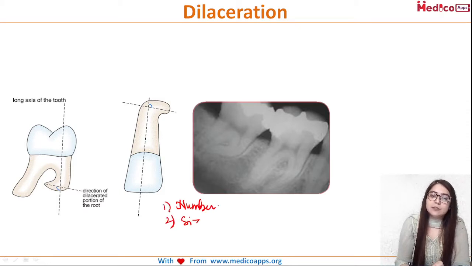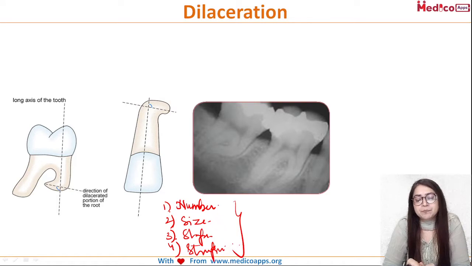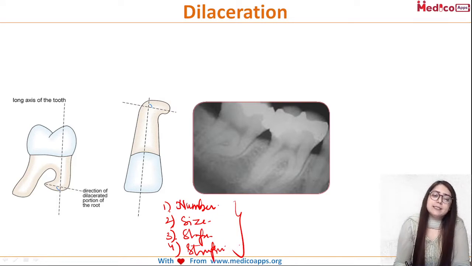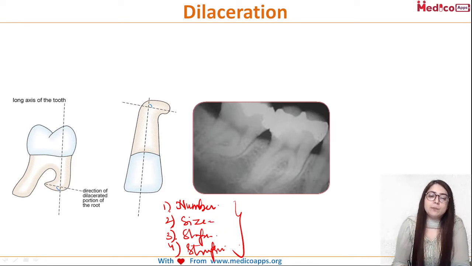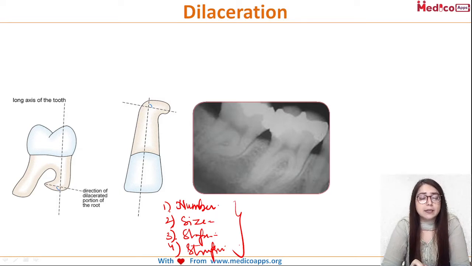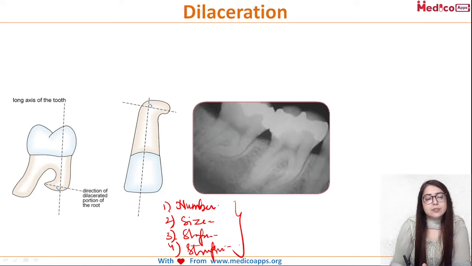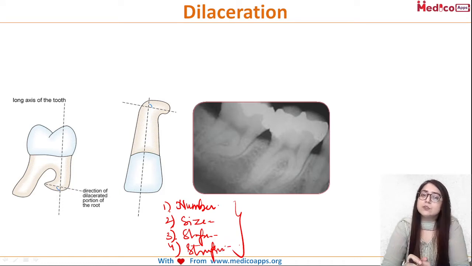Second, size of the teeth, third, shape of the teeth. Then fourth is structure of the teeth. So that's a huge topic and we'll be covering it in parts. So in number, it could be anodontia, supernumerary teeth, anything. Then size, it could be microdontia and macrodontia. Then in shape, it could be dilaceration, concrescence, taurodontism and many other things. And the structure, it would be dentinogenesis imperfecta, amelogenesis imperfecta. So today we'll be discussing one thing, that is dilaceration.